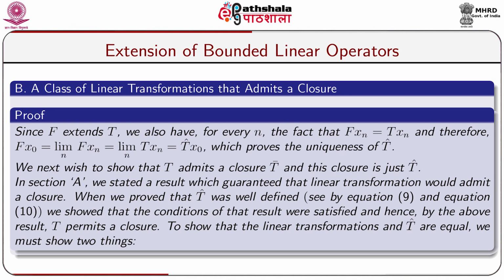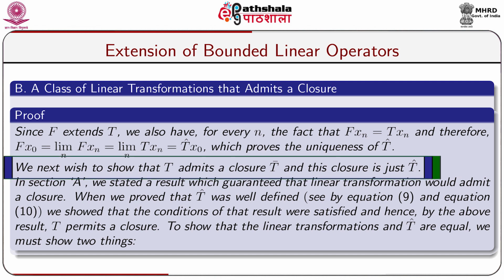Since capital F extends capital T, we also have for every n the fact that F xn equals T xn, and therefore F x naught equals limit n F xn, which is equal to limit n T xn, which is again T hat x naught. This proves the uniqueness of T hat.